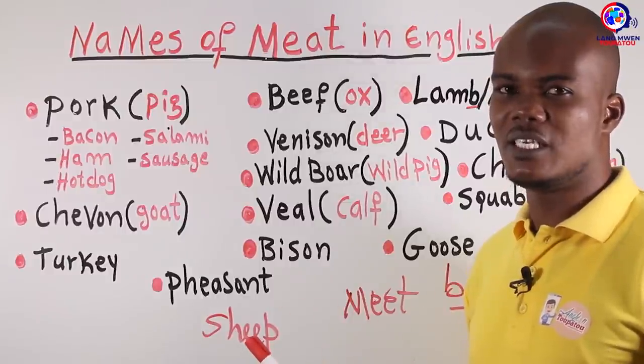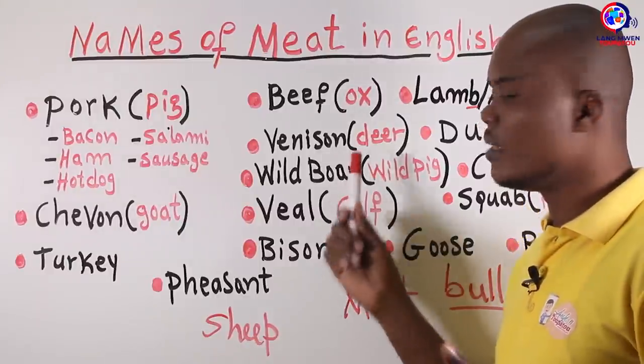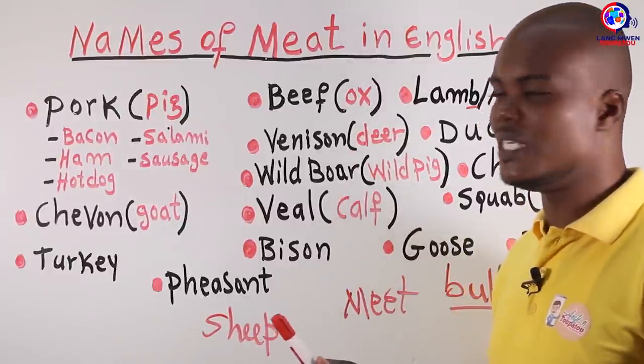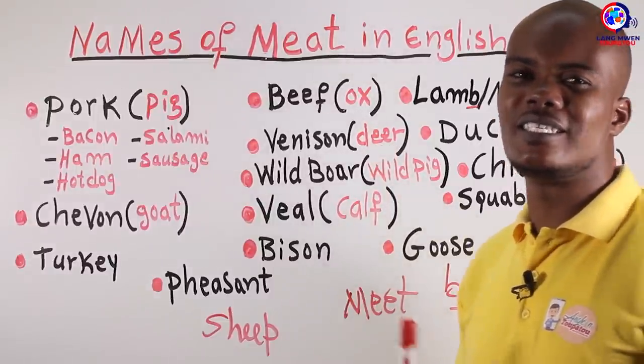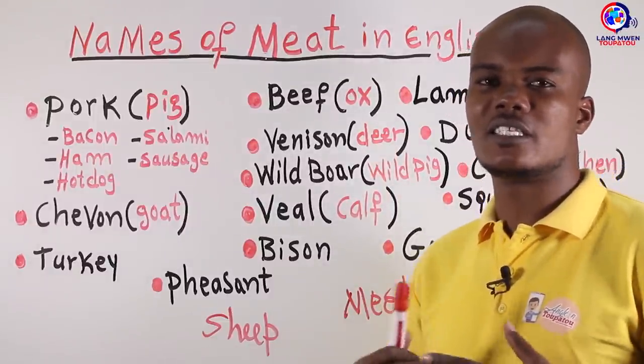Venison. Est-ce qu'on mange viande ça déjà? Do you eat this meat? Do you love it? Est-ce qu'on mange viande ça? Do you eat this meat? Deer. Deer c'est bête que relé cerf en français.